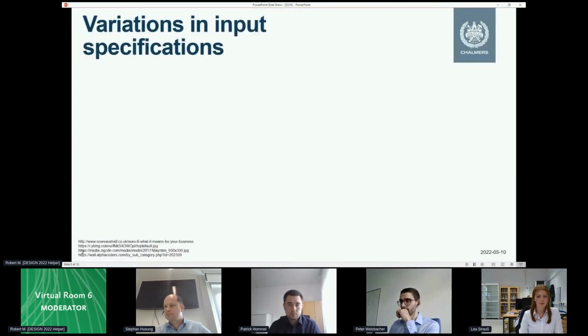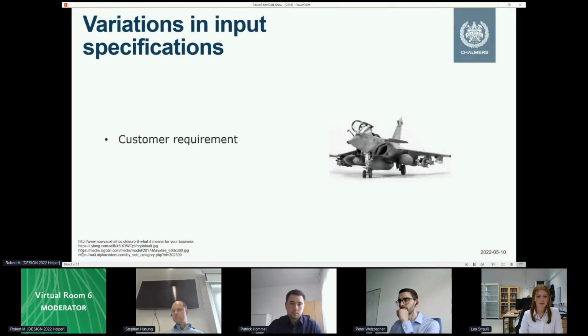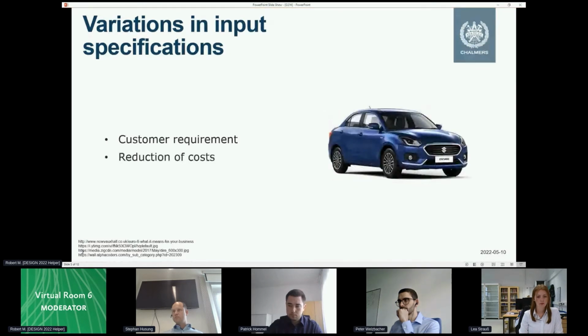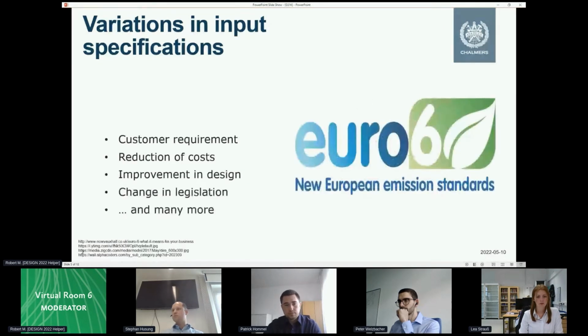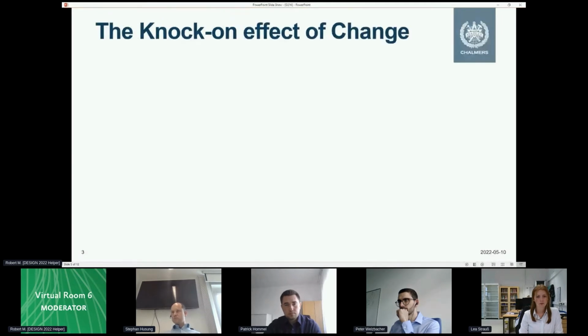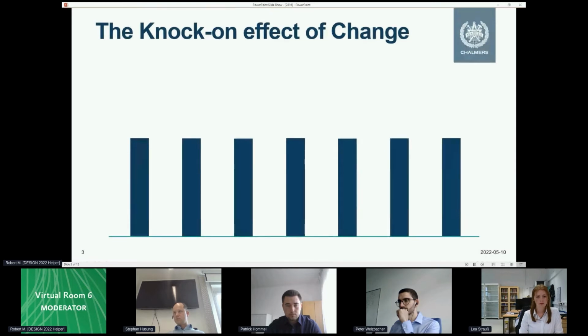Before we jump into the main content of the paper, I would like to give you all a brief introduction on why design specifications might change. Changes can be because of many reasons. Customer requirements could change, a company might want to reduce costs, or perhaps improve the design. Changes could be triggered by changing legislations, and so on. But changes such as these often tend to have significant consequences, commonly known as knock-on effect.